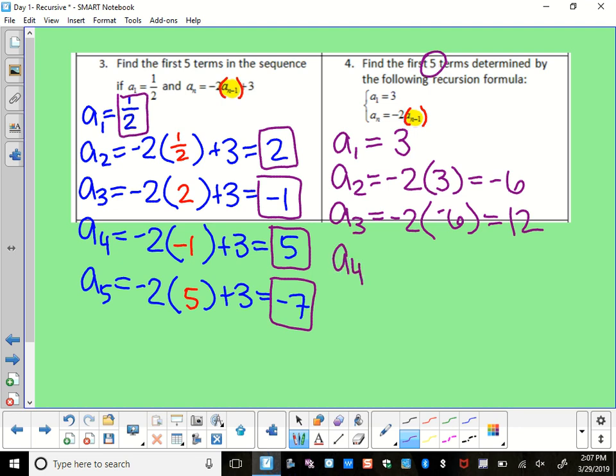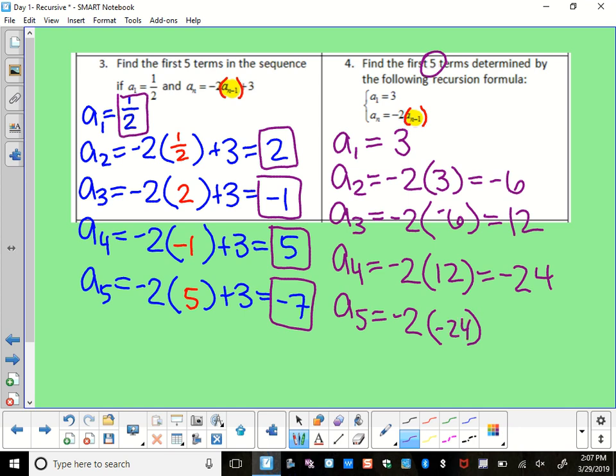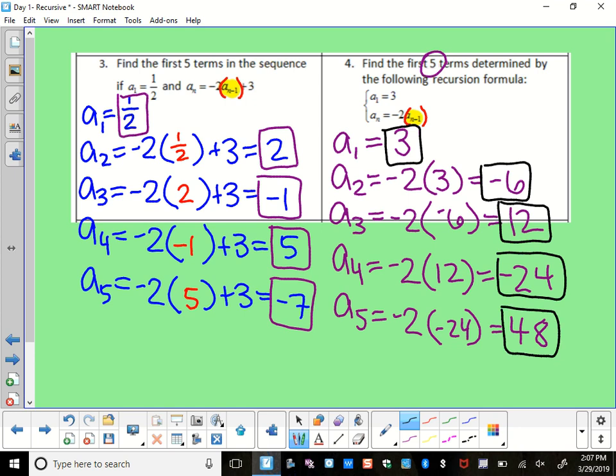My fourth term is -2 times the previous term. What do you get? Negative or positive? Negative. And then my fifth term is -2 times the previous term. You get 48. So those are your first 5 terms. I want you to take 3 minutes and do 5 and 6 on your own.